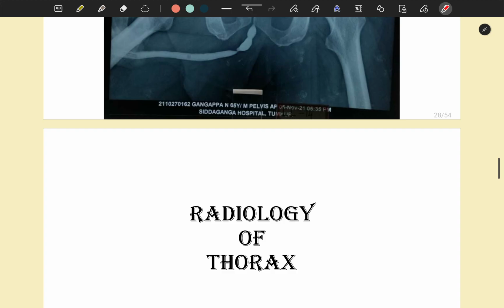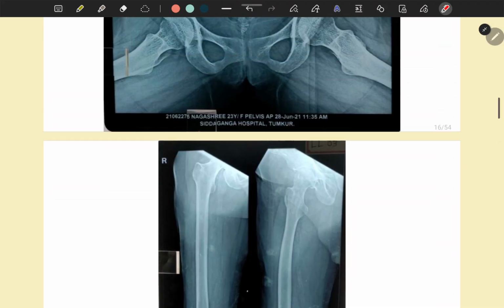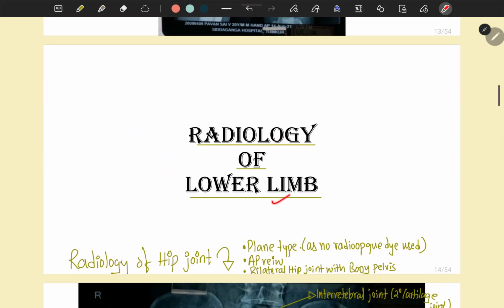So in the next class I'll be discussing the radiology of the thorax. Hope you understood the radiology of the lower limb. Thank you.